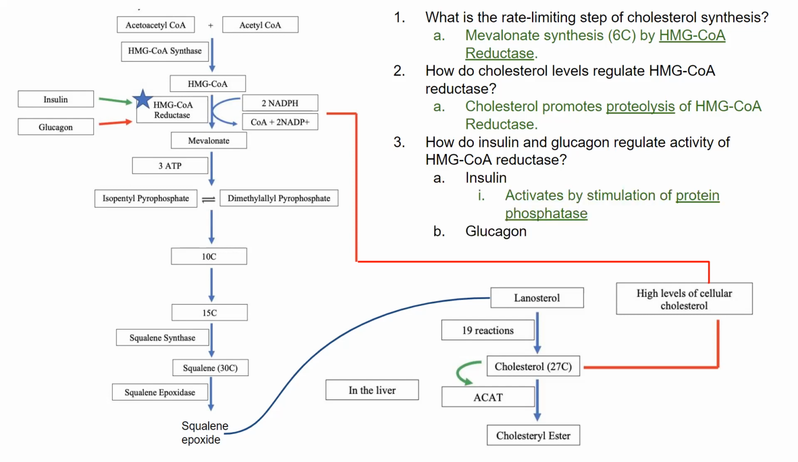Upregulate. And then glucagon will downregulate it. And so, like we said earlier, insulin removes phosphates. So it activates protein phosphatase, which takes a phosphate off of HMG-CoA reductase and makes it more active. And then glucagon will activate AMP kinase, which will phosphorylate HMG-CoA reductase and make it less active.